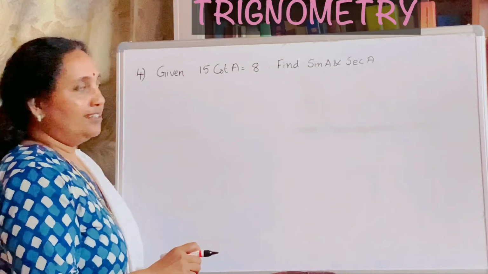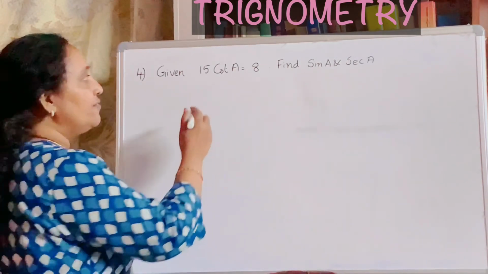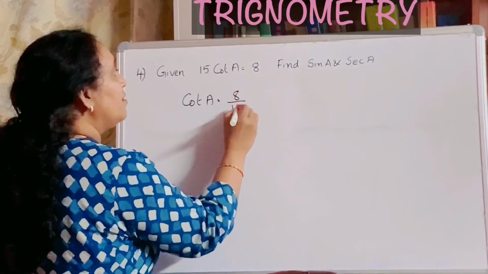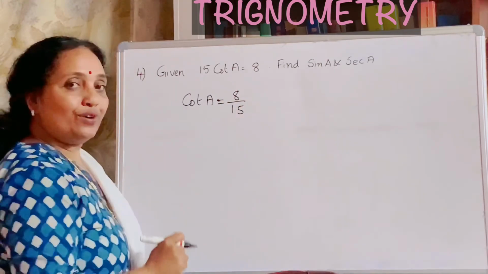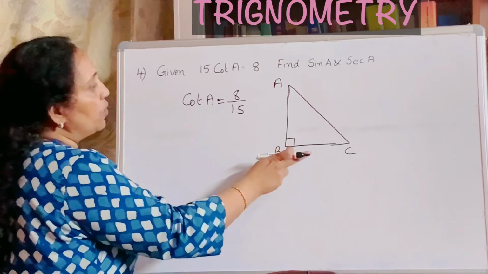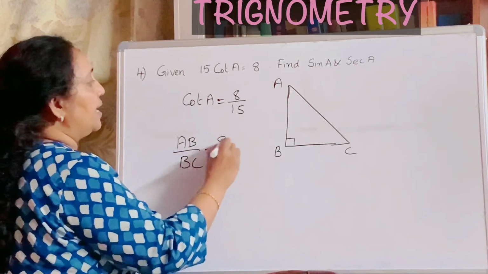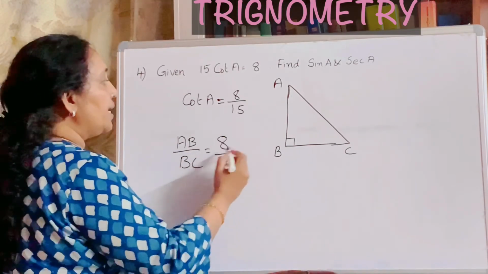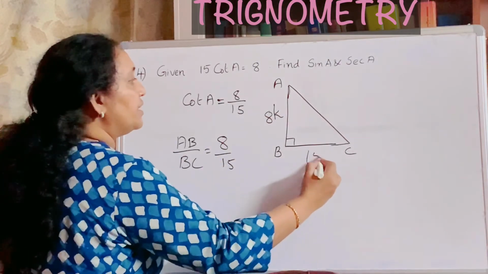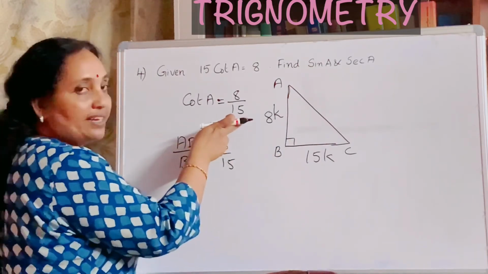Question number 4. Given 15 cot A is 8. Then what will be cot A? Cot A is equal to 8 by 15. Now we got a ratio. Cot A is adjacent side by opposite side. That is AB by BC is 8 by 15. So you take AB as 8K and BC as 15K, because the ratio is given here.